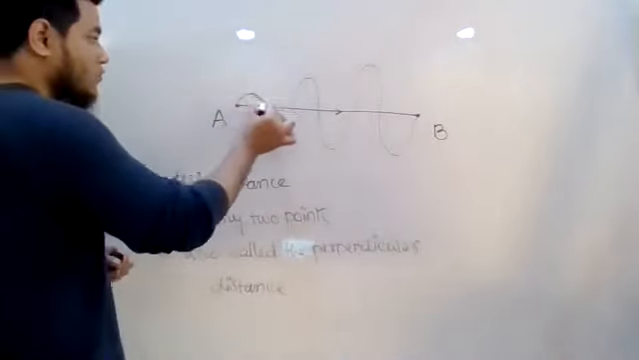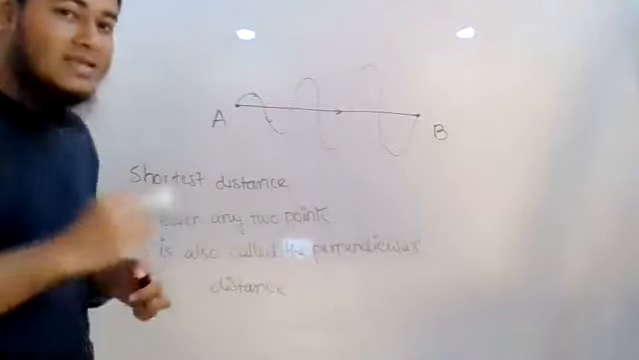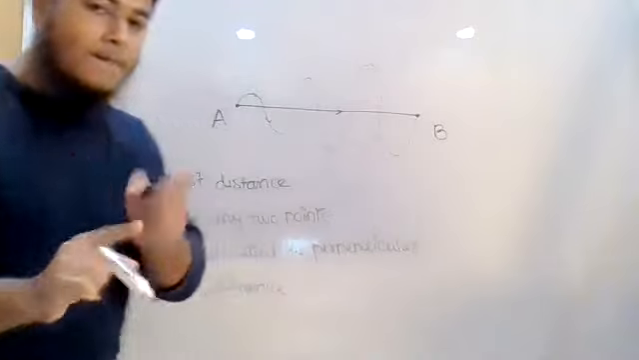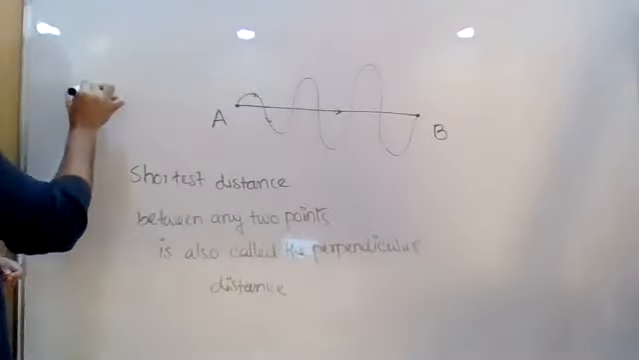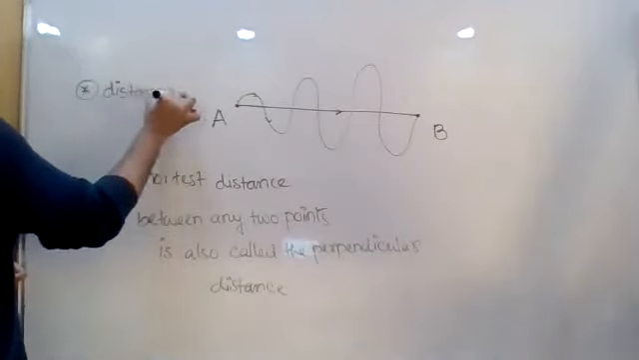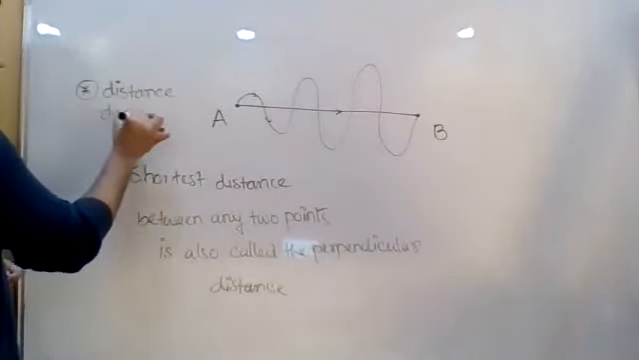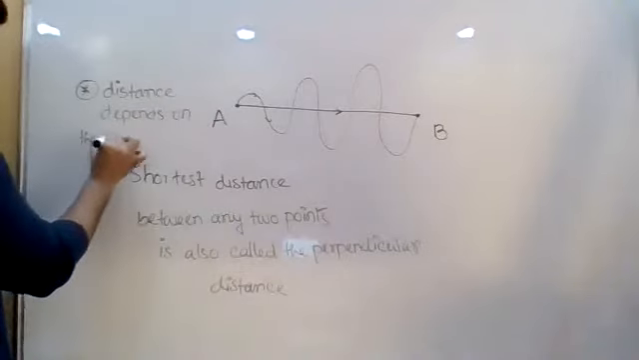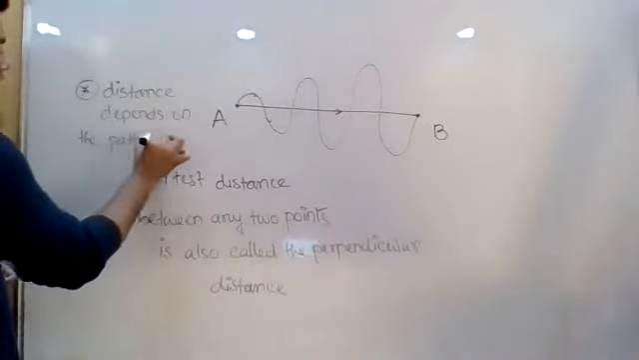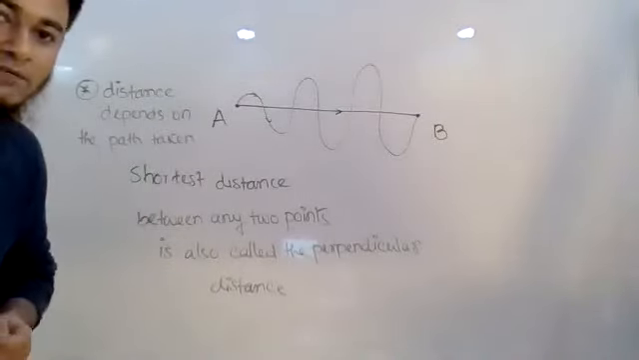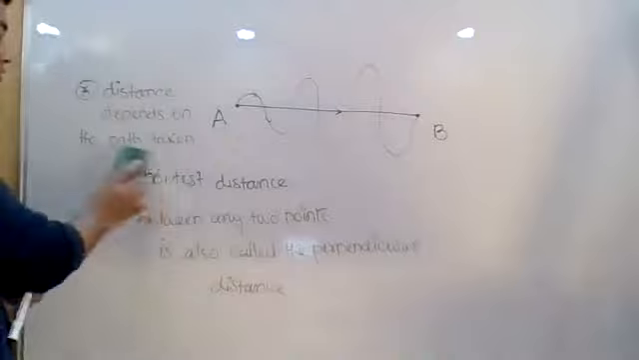So if he goes by another path, we can say that he has covered more distance, right? So from here, we can derive this point that distance depends on the path taken. So which path you choose, the distance covered will depend on that. Very important. This will come for a 2-mark question.